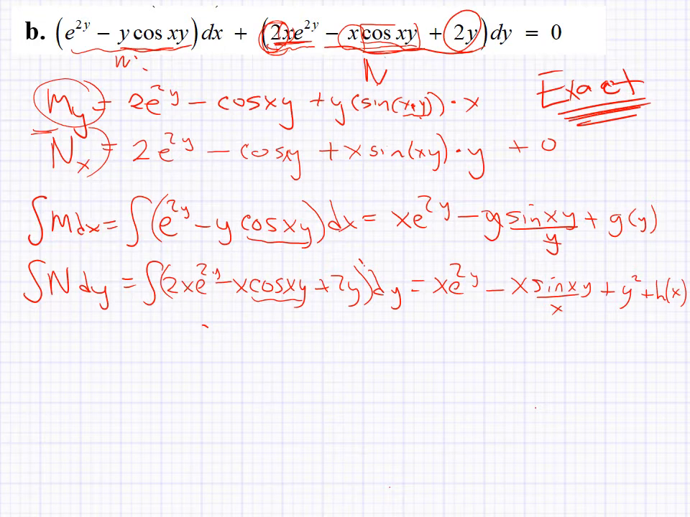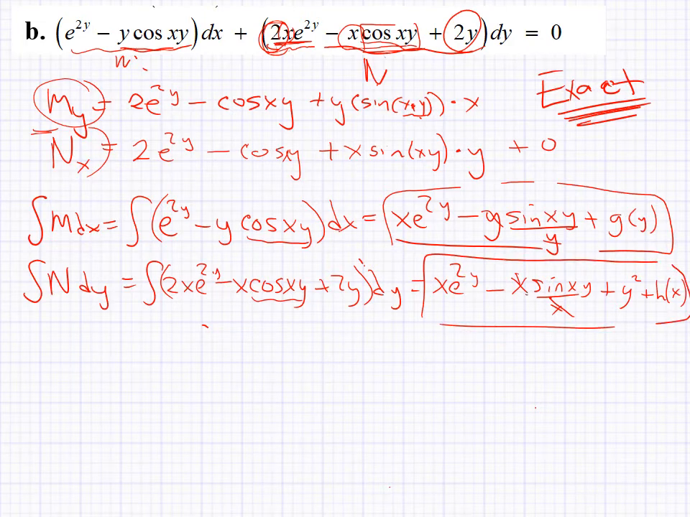So now what we're going to do is see, okay, these two x's cancel here and here. We're going to match these two things up, because remember, this should equal f, and this should equal f. Well, seeing that these are exactly the same, then these two have to equal. So this tells me that g of y has to equal y squared plus h of x. Well, the only way those two things could equal each other is if g of y equals y squared and h of x is 0 or constant at best.